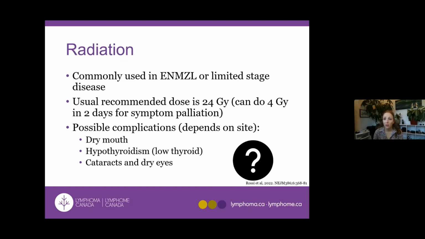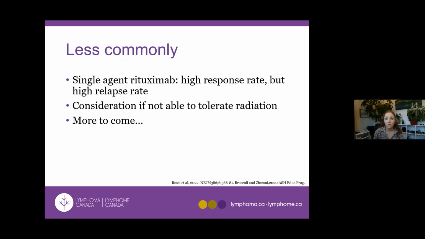or it's not felt by their physician to be the right choice. So in that situation, we'll sometimes use what's called single agent rituximab. Rituximab is an antibody that's directed against a protein on the surface of the lymphoma cells. And we'll talk about it a little bit later. There is a high response rate. So usually about 60 to 80% of people will respond to single agent rituximab.